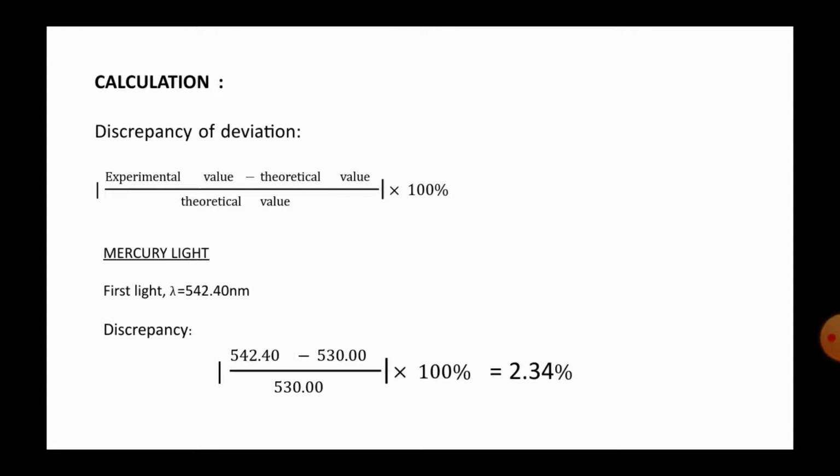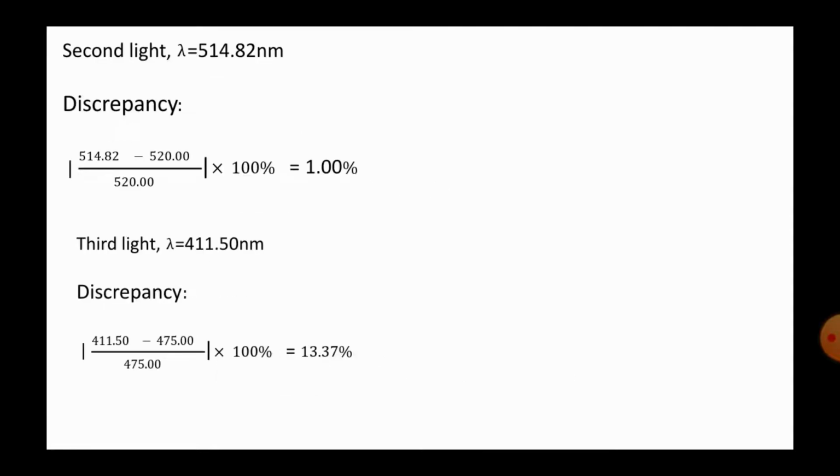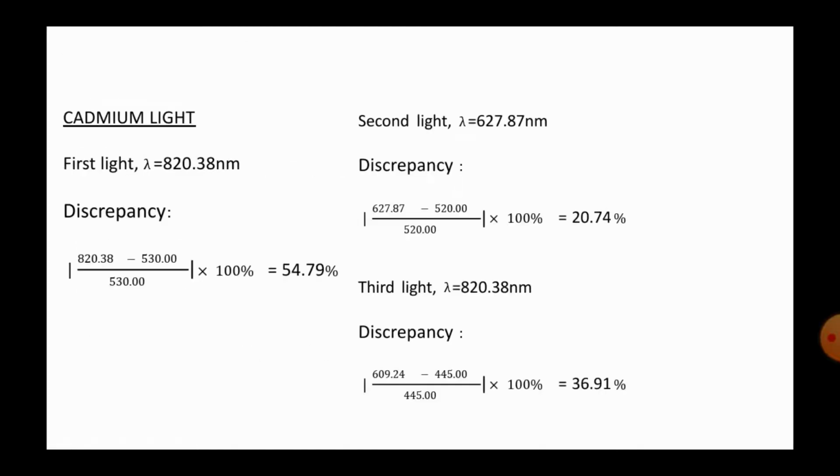And our result is mainly on finding the discrepancy value between the values obtained from the experiment and the theoretical value. This calculation is for the mercury. Again, mercury. These are for cadmium.